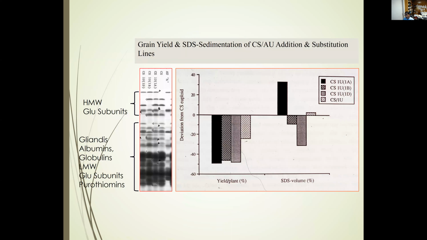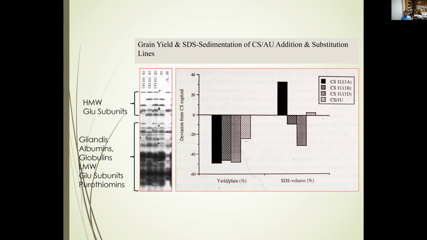So now the question: where to transfer that glutenin gene from 1U. This graph is showing the yield on the left-hand side. You see it drastically reduces the yield potential in the substitution line, even the addition line. But when it comes to sedimentation volume, one of the determinants of bread making quality, it shows promise for the 1U1A substitution line. So that tells us the gene transfer should be on chromosome 1A.